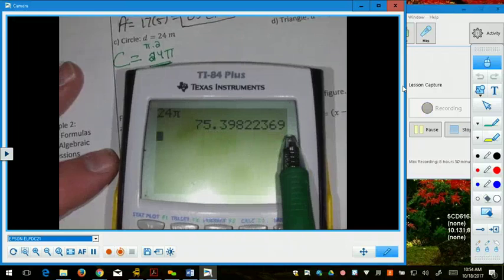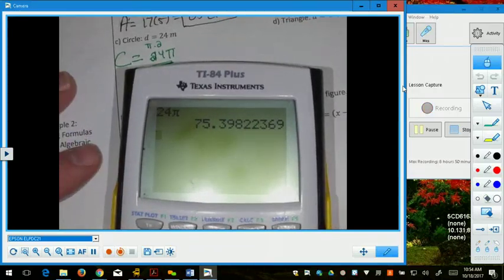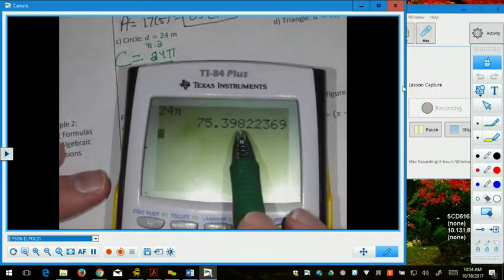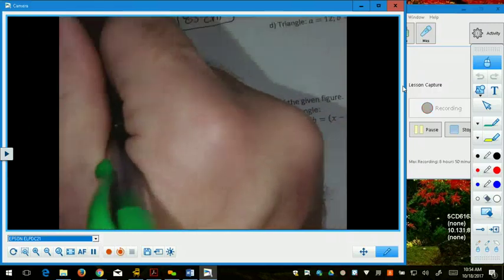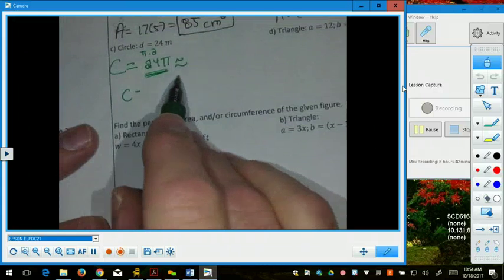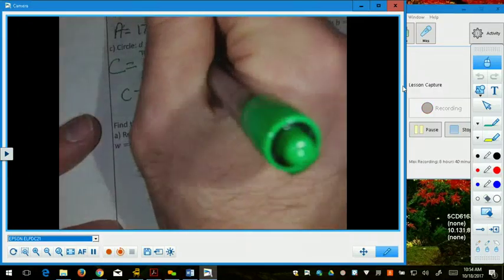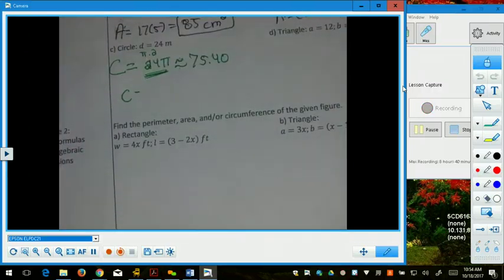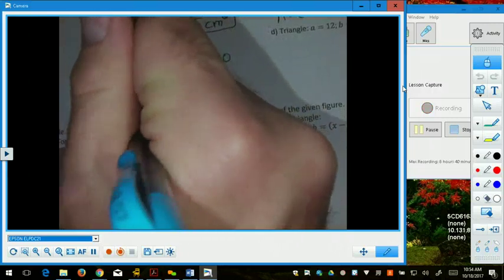It said round to the nearest hundredth. So if this is 75.3982, what am I going to round to? 75.40. I go to round to there, and I go to the 8, so I have to bump this up, which makes it 75.40. So I'm going to put circumference. Oh, by the way, that is roughly. I use the squiggles to say it's an approximate answer, 75.40. By doing the 0.40, I indicate that I did go to the hundredths, even though it's the same as 75.4.